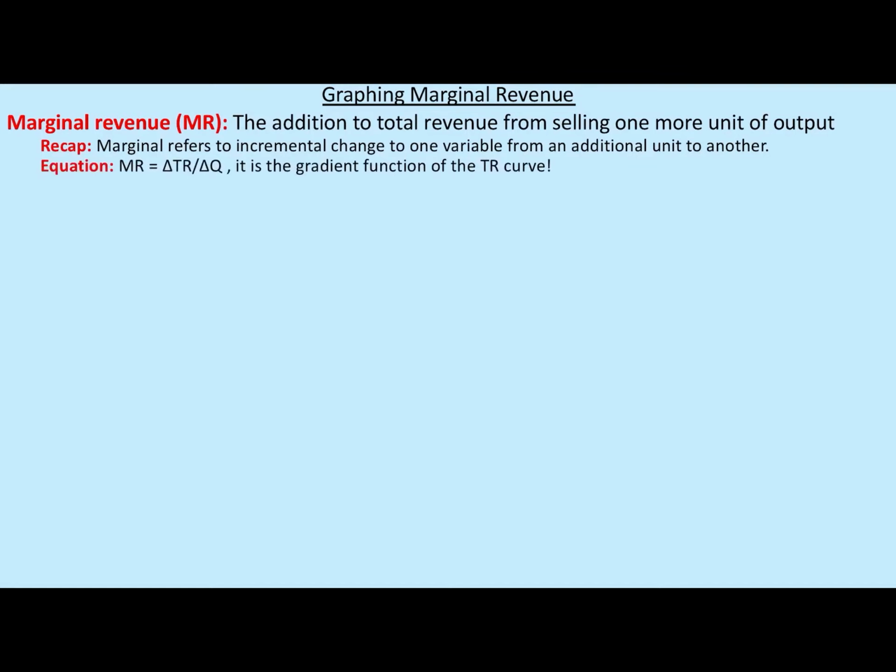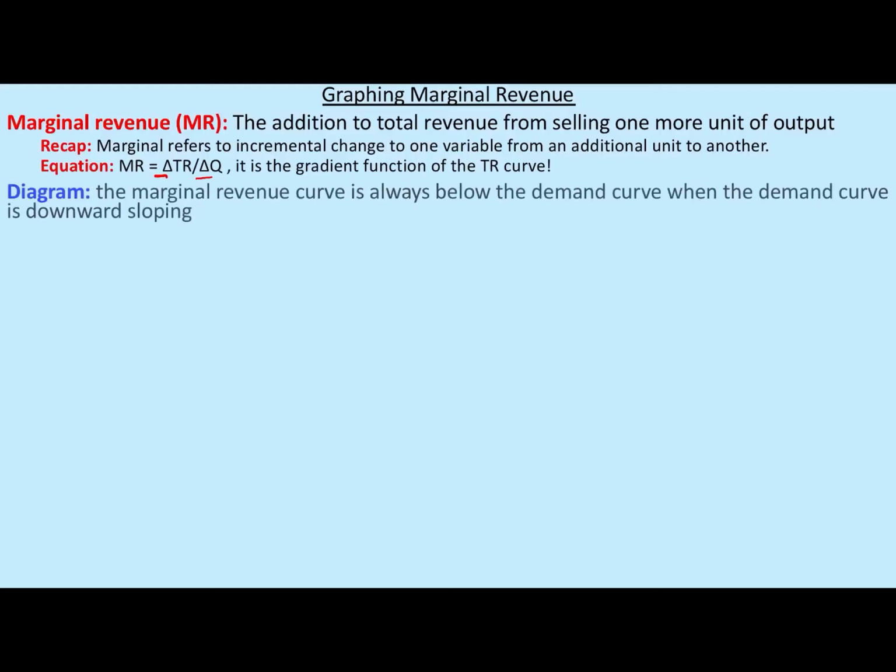Our equation for marginal revenue is MR equals change in TR over change in quantity. That delta, that triangle symbol, that means change in our equations. MR is the gradient function of the total revenue curve. It is the differential of the total revenue function.